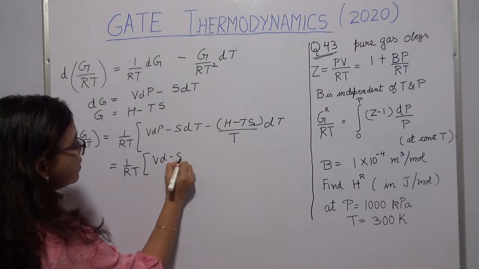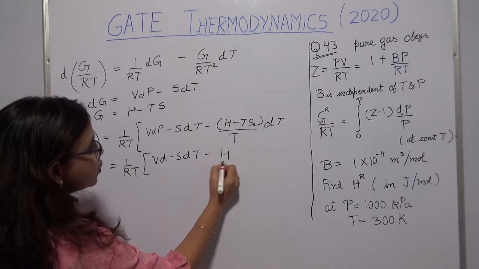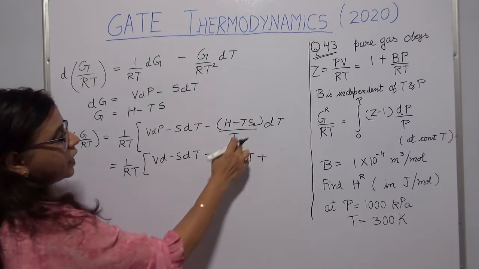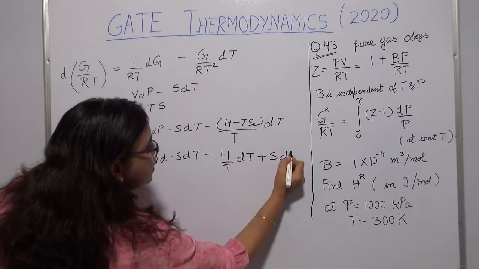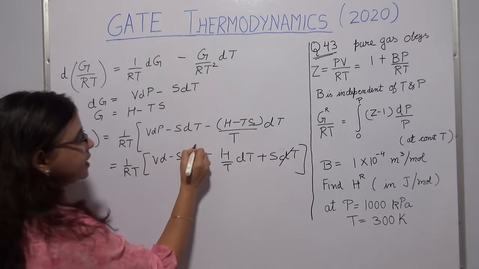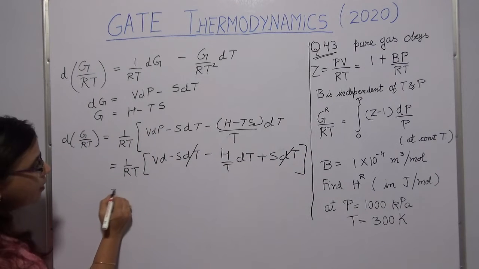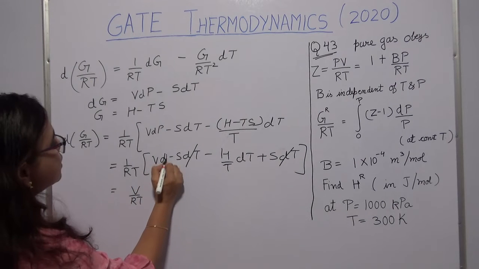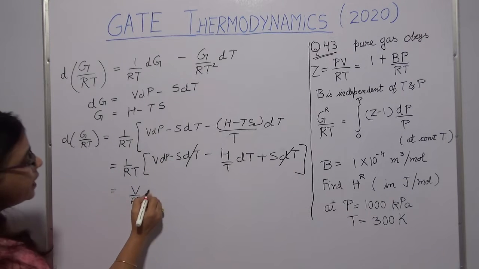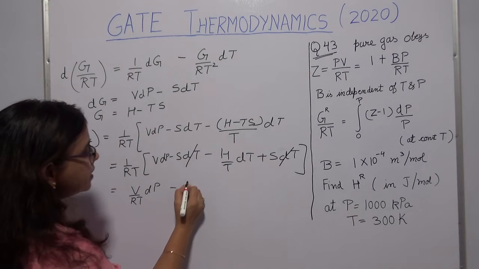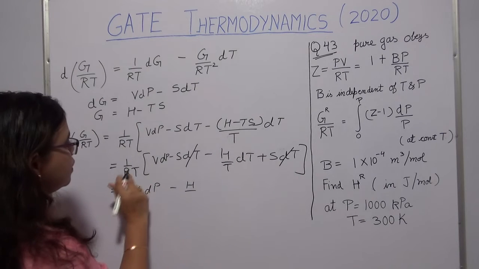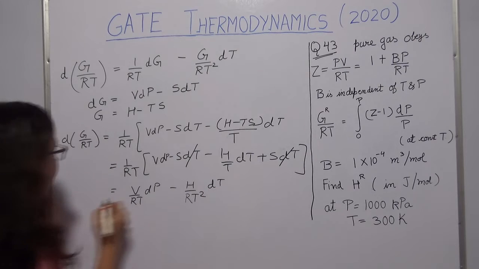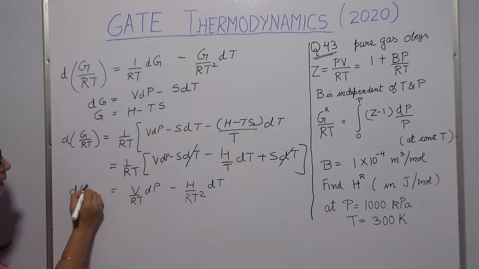So VdP minus SdT minus H upon T dT plus, T gets cancelled and you are left with SdT. Now this SdT and this SdT get cancelled and you are left with V by RT dP minus H by RT square dT, and that is equal to dG by RT.